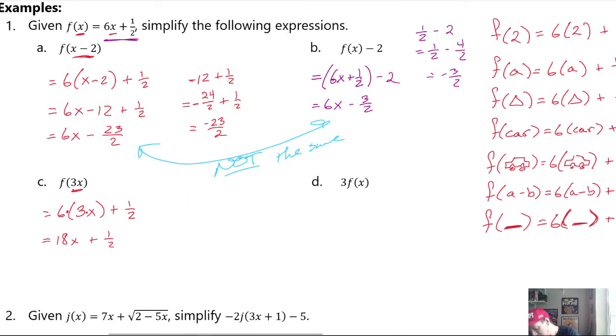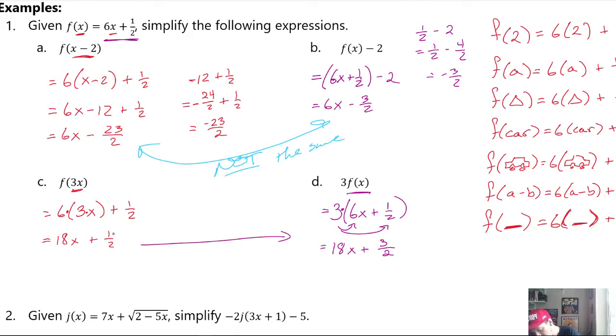So for part D, here I'm multiplying the function f of x by 3. So I'm going to bring the 3 down and go times all of f of x, 6x plus 1/2. So then this has addition, so I'm going to distribute the 3 across these terms to get 18x plus 3 times 1/2 is 3/2. And that's it. Again, these are not equal. So we don't want to think that those are the same thing, right?